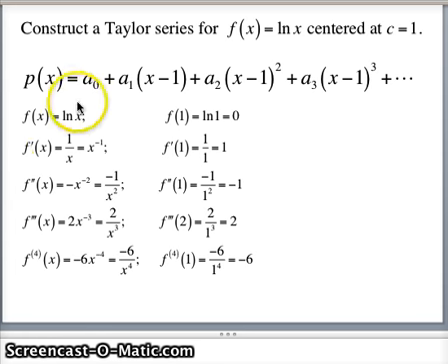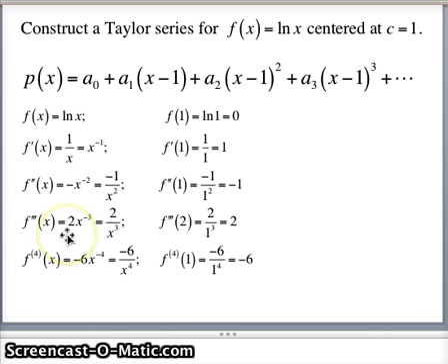But let's take a look at our f of x here. F of x is natural log x. F of 1 is natural log 1, which is 0. The derivative of log x is 1 over x, which I've written here as x to the negative 1 to make the derivatives a little easier. So f prime of 1 is 1 over 1, which is 1. The second derivative of x to the negative 1, using the power rule, is negative 1 times x to the negative 2, or negative 1 over x squared. Plugging in 1, negative 1 over 1 squared, we get f double prime of 1 is negative 1.